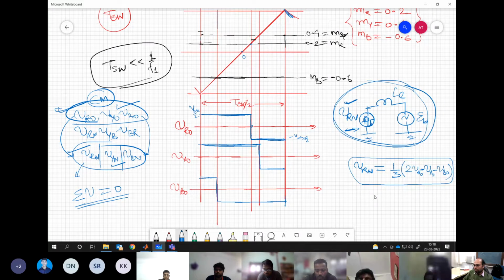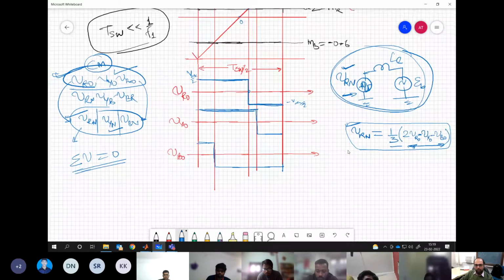It is 1/3 of VRY minus VBR. So effectively, if you break that in terms of pole voltage, you will get twice VRO minus VYO minus VBO, divided by 3. This will give you the value of VRN, what you are feeding into the system. You understand my point? So let us compute that now.